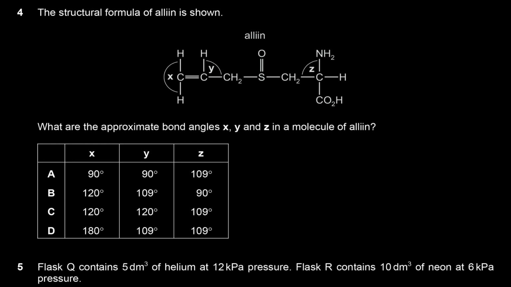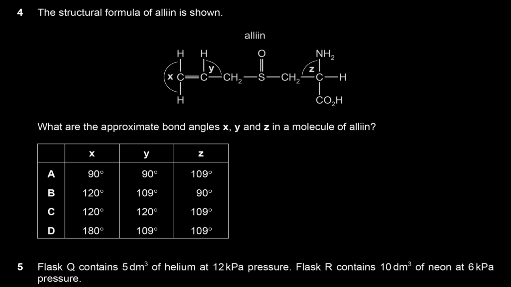Question number 4. The structural formula of allene is shown. What are the approximate bond angles X, Y, and Z in a molecule of allene? The way they've shown the bonds over here isn't actually representative of the angle. So they're not showing the actual angle over here, okay? So you have to figure out based on your knowledge of shapes and hybridization.